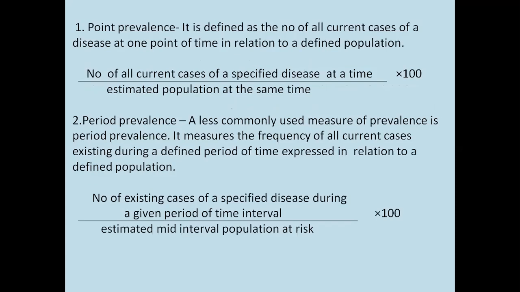What is point prevalence? It is defined as the number of all current cases of the disease at one point of time in relation to a defined population. Here is the formula. And what is period prevalence? A less commonly used measure of prevalence is period prevalence, and it measures the frequency of all current cases existing during a defined period of time expressed in relation to a defined population.